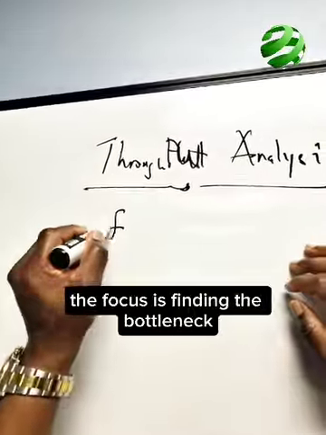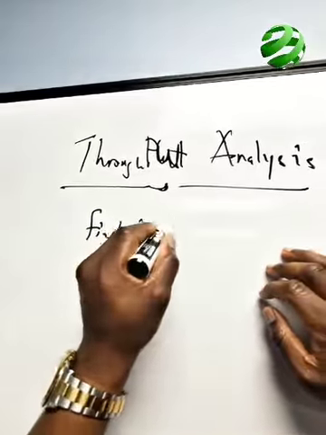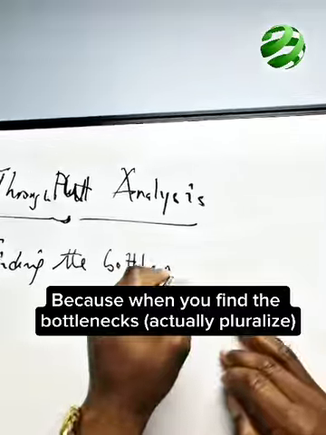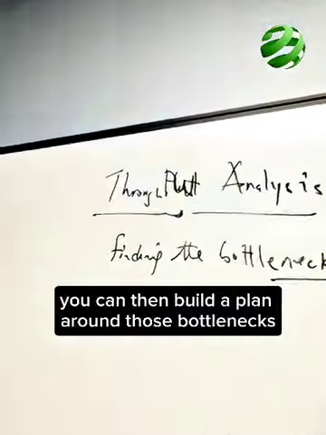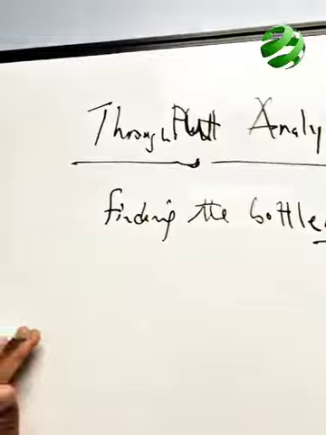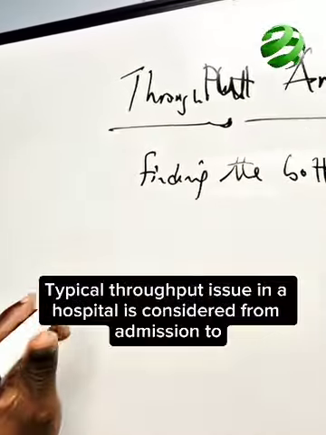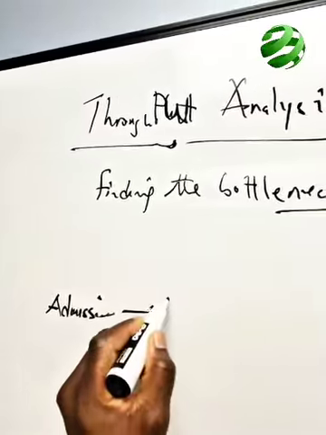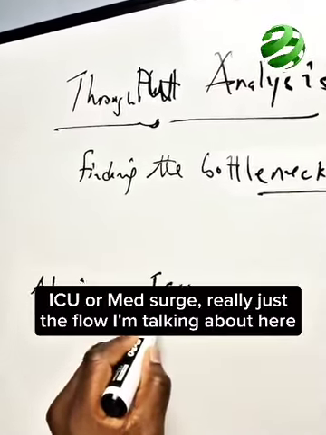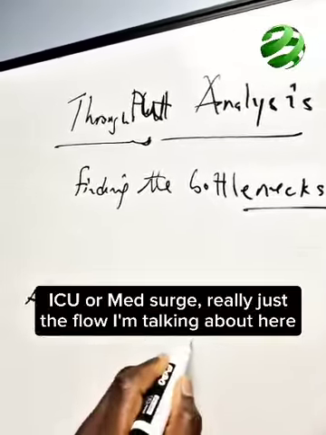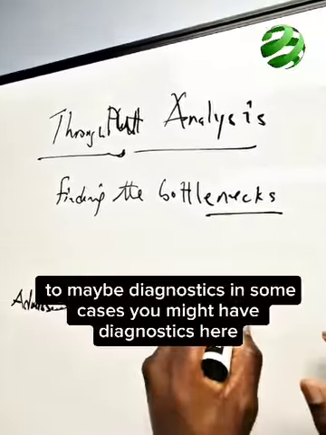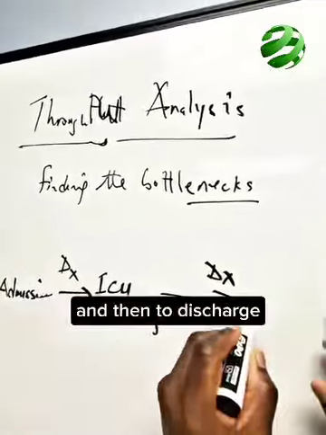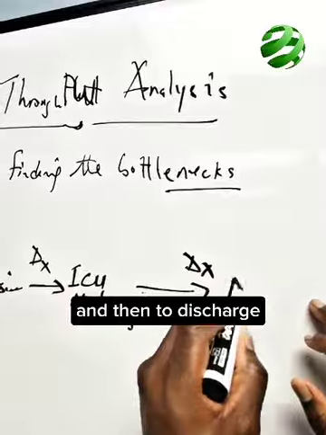The focus is finding the bottleneck. Because when you find the bottlenecks, actually pluralize, right, you can then build a plan around those bottlenecks. A typical throughput issue in a hospital is considered from admission to ICU or med surg, really just the flow I'm talking about here, to maybe diagnostics. In some cases, you might have diagnostics here, and then to discharge.